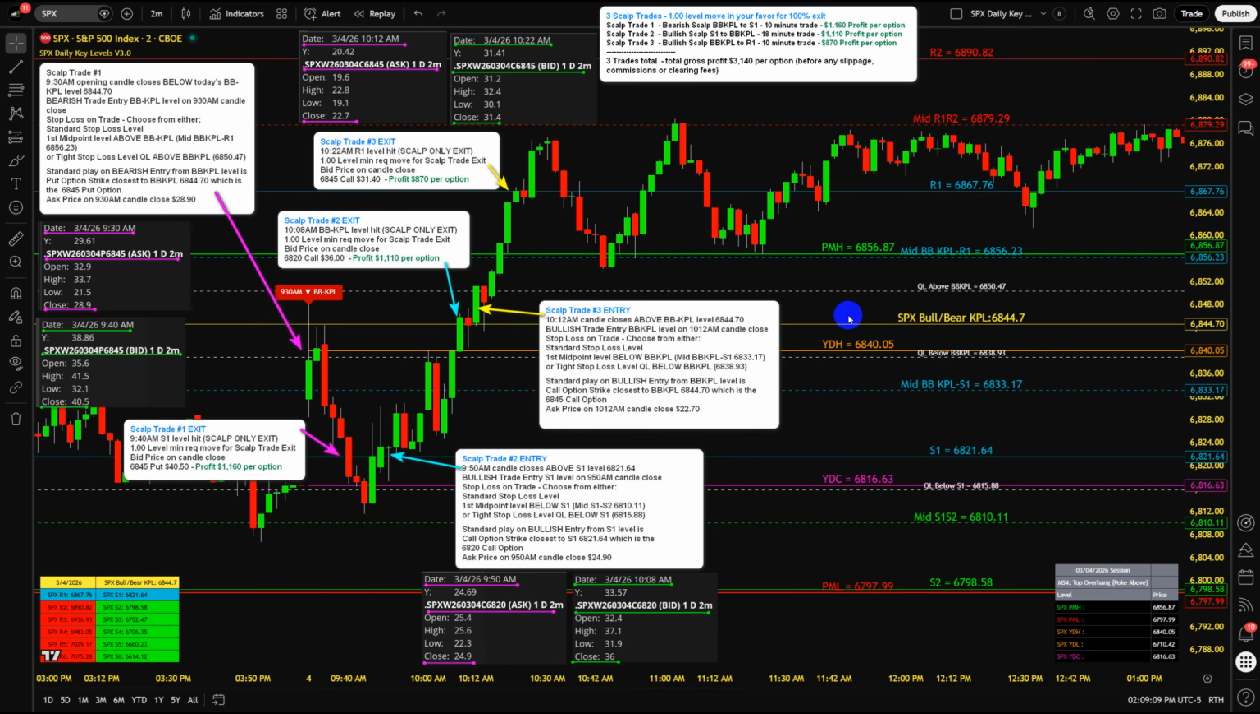However, with the other levels, the PMH, the PML, YDH, YDL, and YDC levels, we have an integrated section in the user control panel where you would select either doing a bullish or bearish trade off of those levels. Then you select whether you prefer to use a tight stop loss or a standard stop loss.